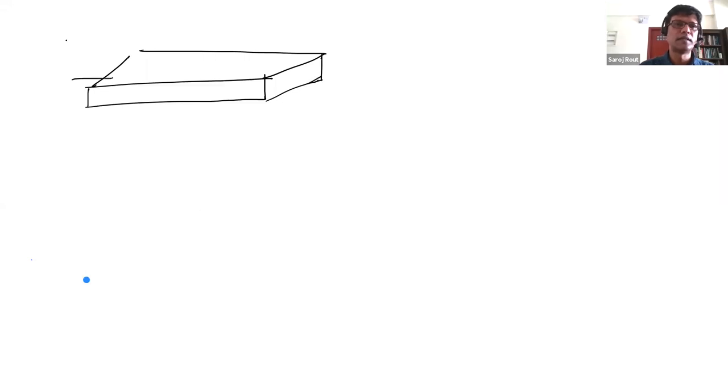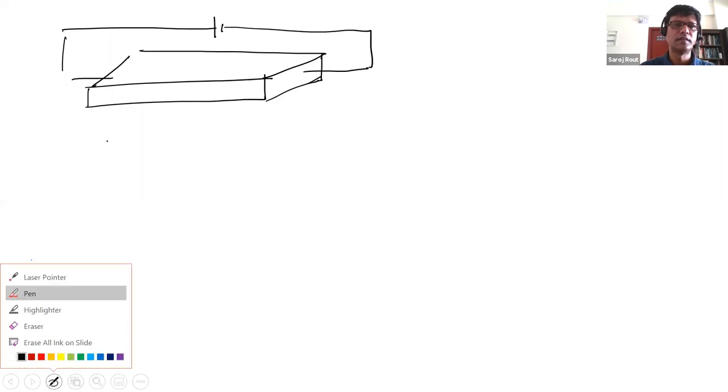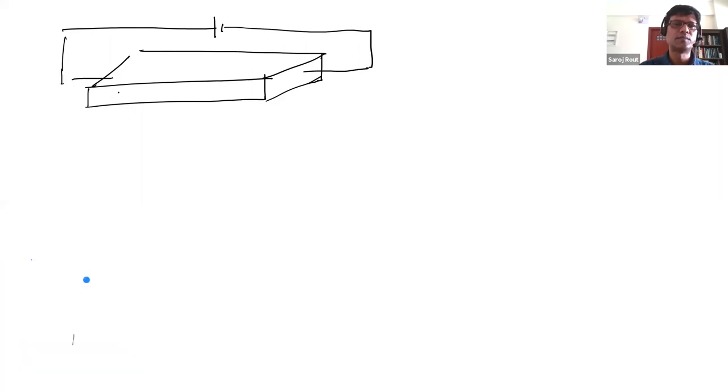I have a block of this resistive material, right? And I apply a voltage across this material here. And we just proved that the electric field is constant here. The electric field is constant.